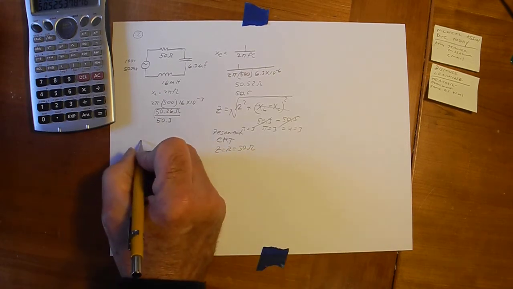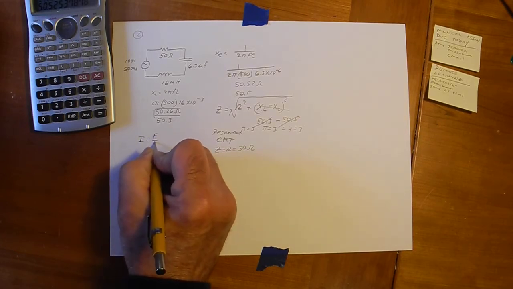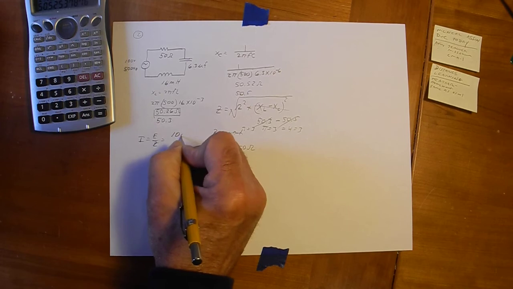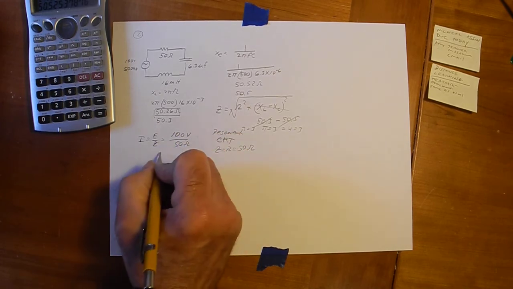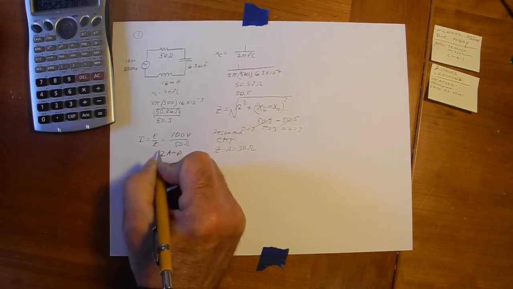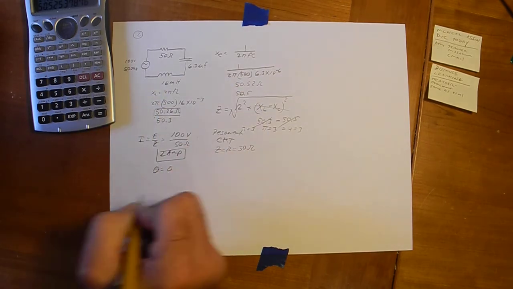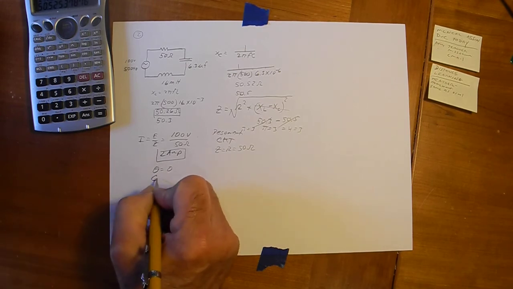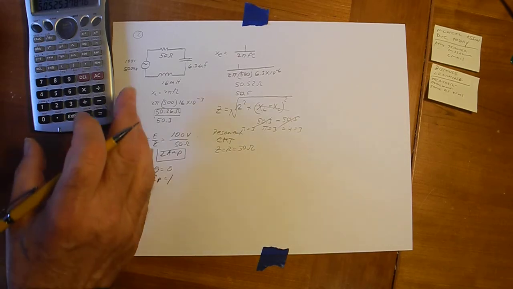So I equals E over Z. I just gave you a generic 100 volts, and with 50 ohms we have 2 amps. But the phase angle theta equals 0, and the power factor is essentially equal to 1 because we have no reactance in the circuit to do anything.